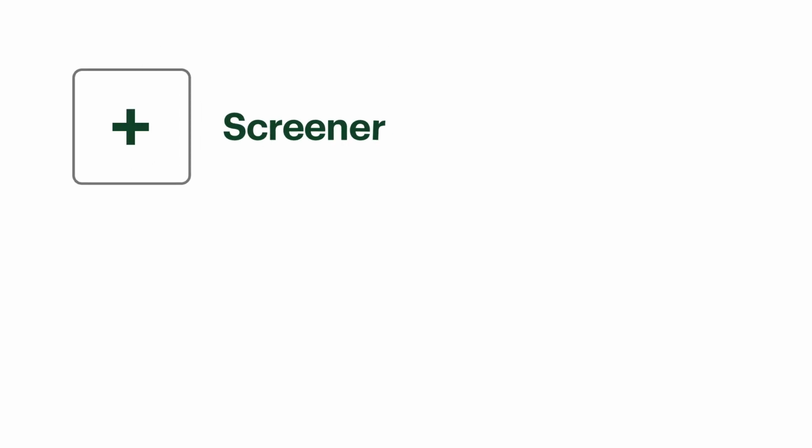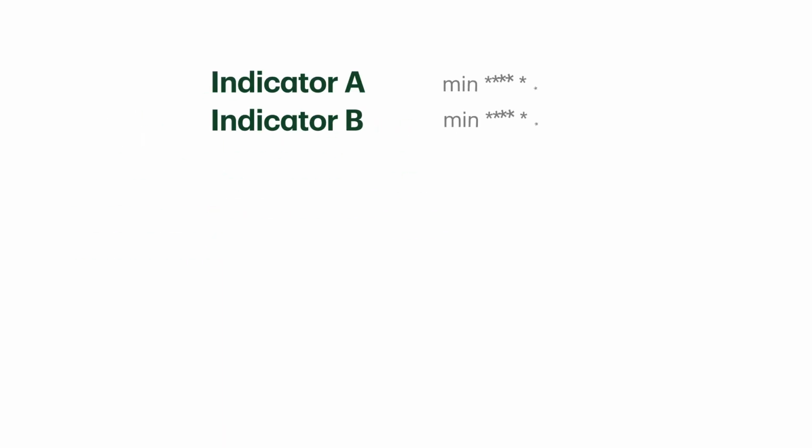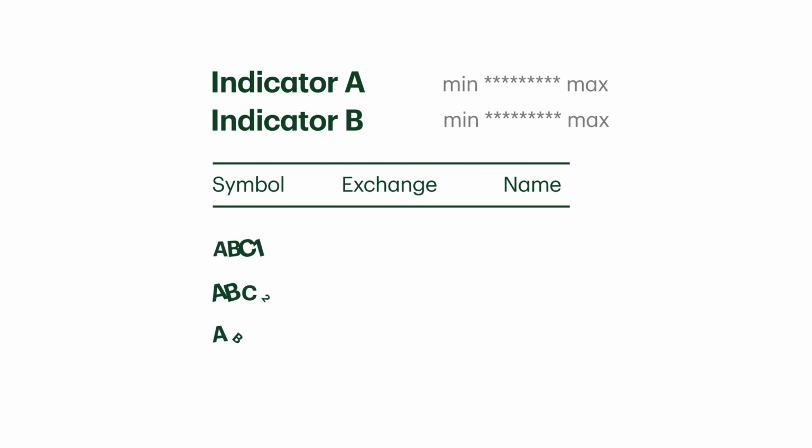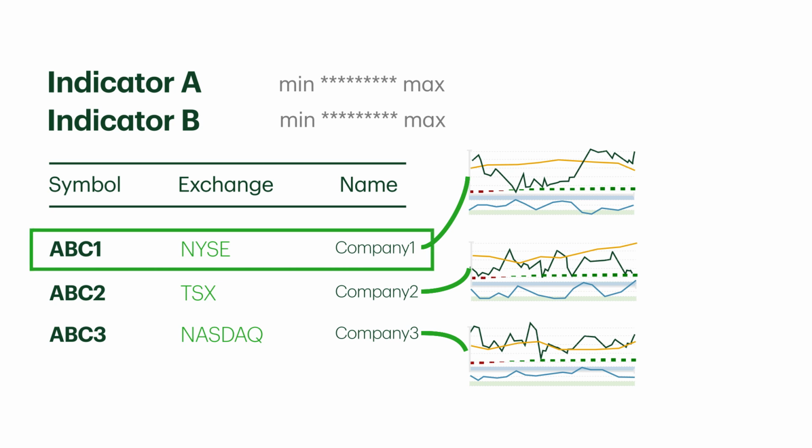Next, we create a screener on WebBroker to find stocks that have a price higher than indicator A and indicator B. We look at charts for each stock on the list to confirm if there is a potential trading opportunity. We determine that stock ABC1 has just started to trend upward in the last 3 days and appears to be a good opportunity.